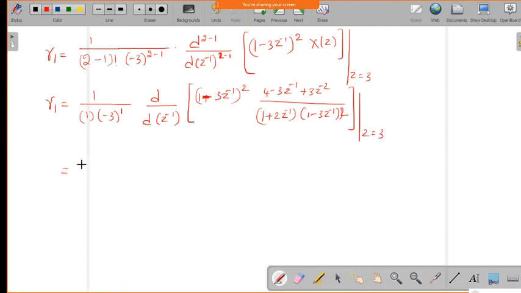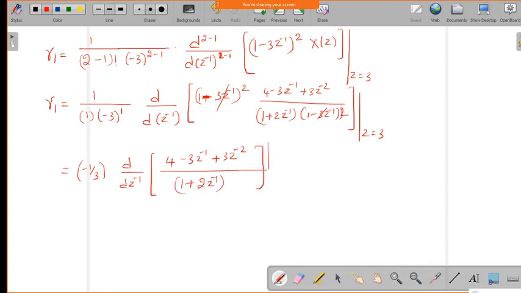So now write it as 1 minus 1 by 3 into d by dz inverse of, these will cancel each other, so we get 4 minus 3 z inverse plus 3 z power minus 2, divided by 1 plus 2 z inverse. This you have to evaluate at z equal to 3. Now differentiate with respect to z inverse, use the quotient rule, and you can try to evaluate it. So minus 1 by 3 as it is.